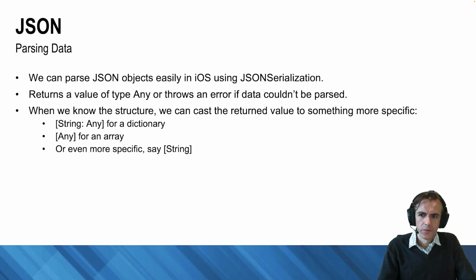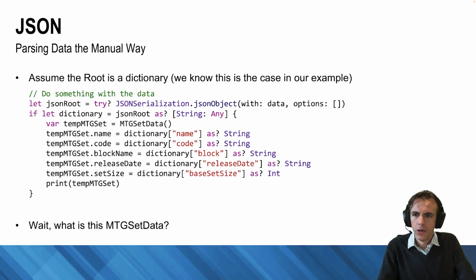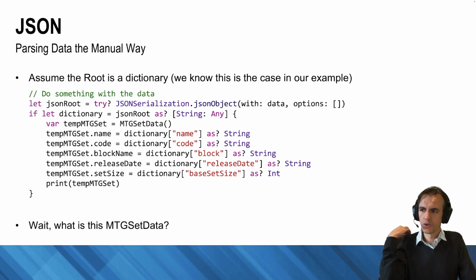we can say that it's a dictionary where the keys are strings and then there's a range of different values, or we can say it's an array of any type, or we could say it's something more specific like it returns an array of strings. So this is JSON serialization. You'll see parsing data the manual way. I wanted to show you this is possible, but I wouldn't recommend it, and you'll see there's quite a lot of work that's required here.